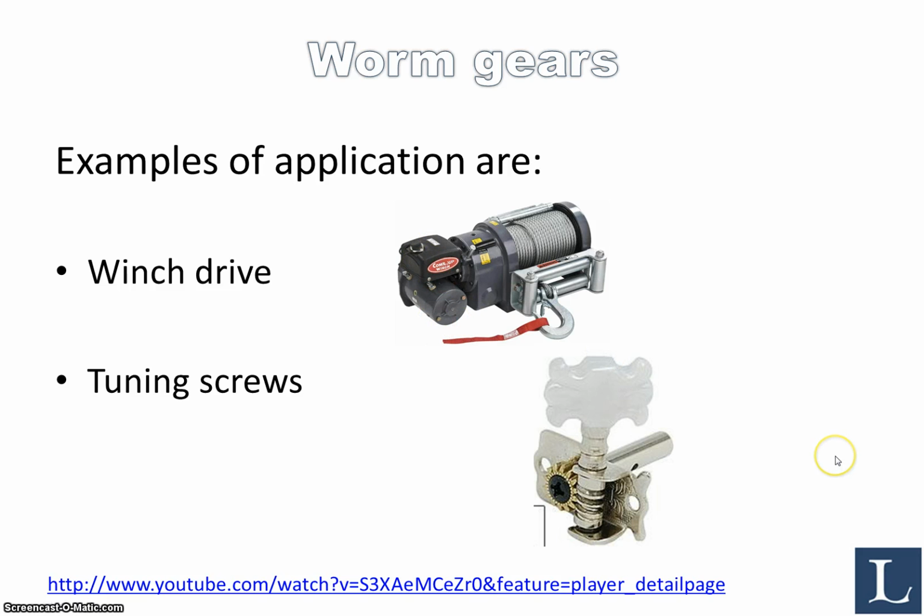And for those of you who have been or are playing guitar, or at least try to tune a guitar at some point, you have been using a worm gear. The tuning screw on a guitar, this is the knob that you're turning, and the guitar string is wound up around this axis right here, and you have a worm gear down here, which gives you high gear ratio, and it's self-locking, so the string will stay under tension when you release the knob.